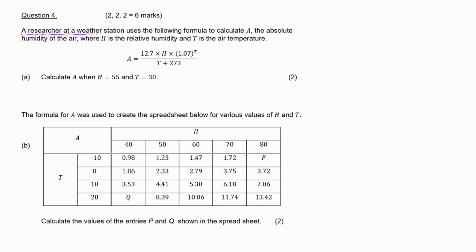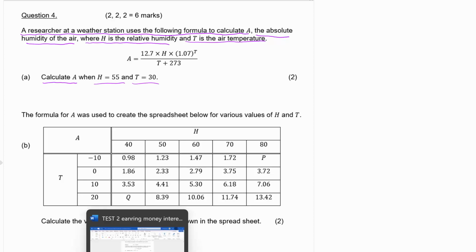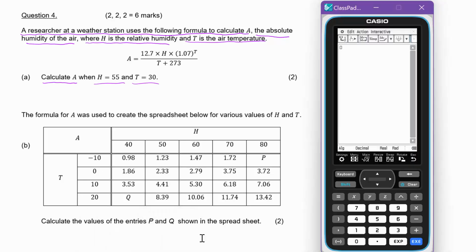A researcher at a weather station uses the following formula to calculate A, the absolute humidity of the air, where H is the relative humidity and T is the air temperature. We want to calculate A when H is equal to 55 and T is equal to 30. So that's just going to be a case of substituting into the ClassPad.